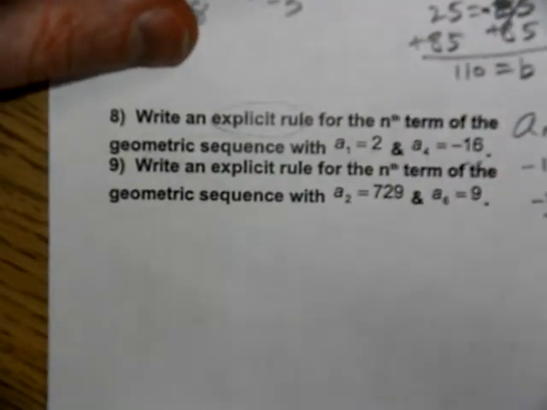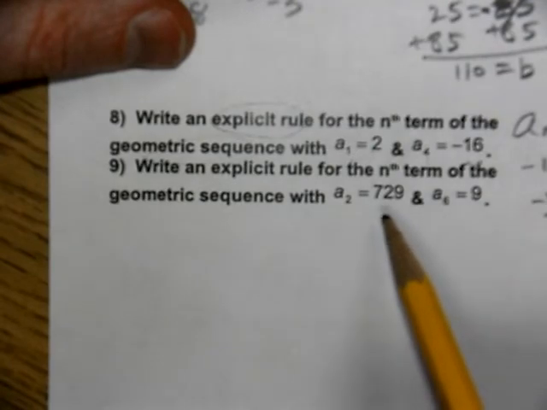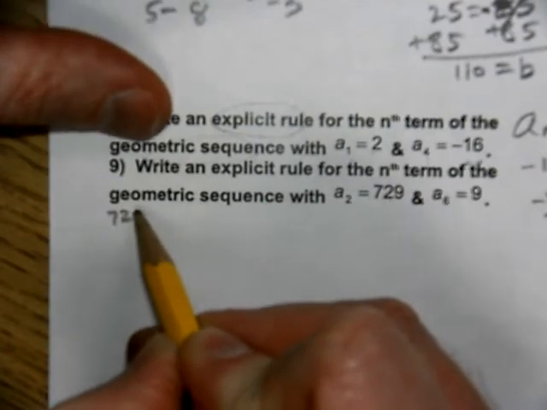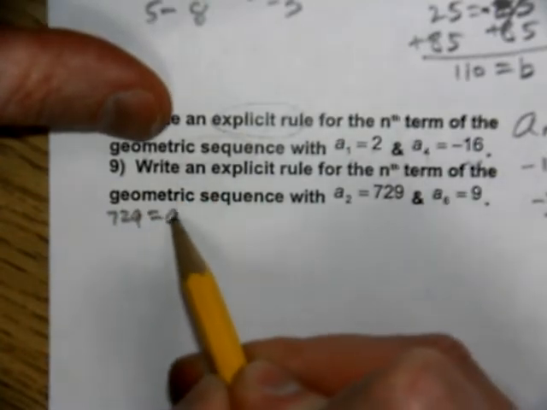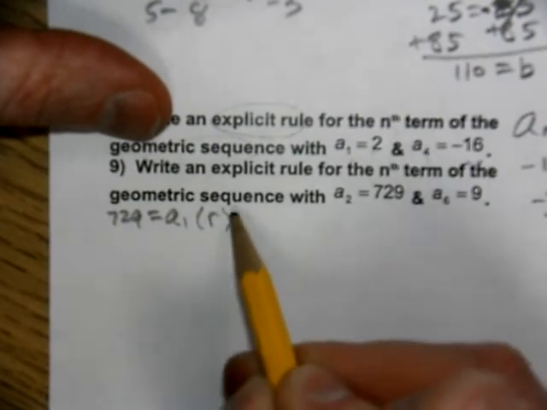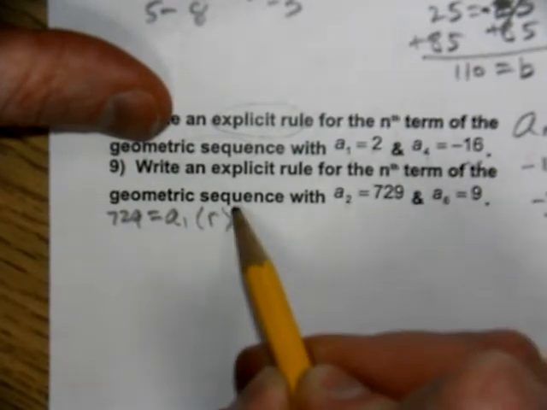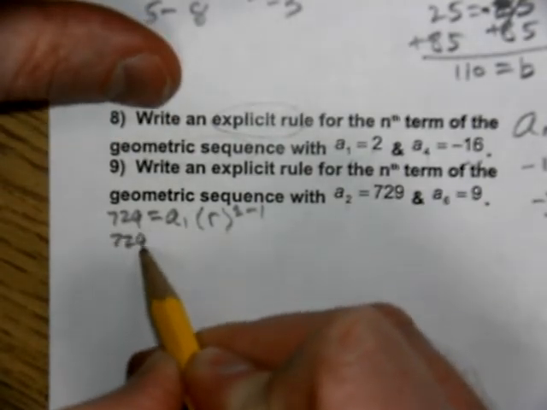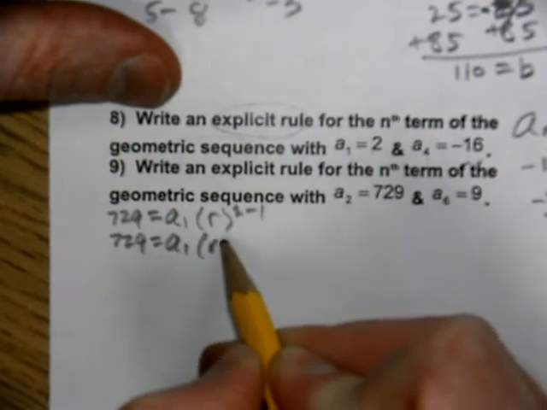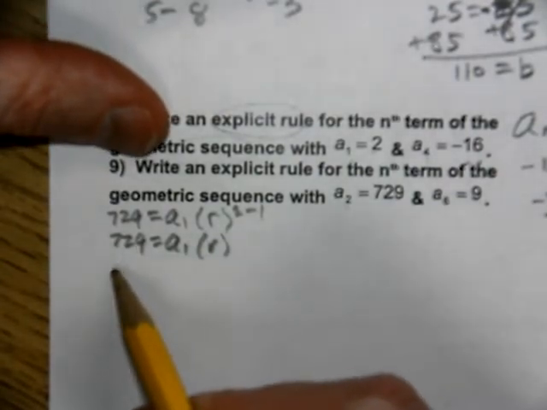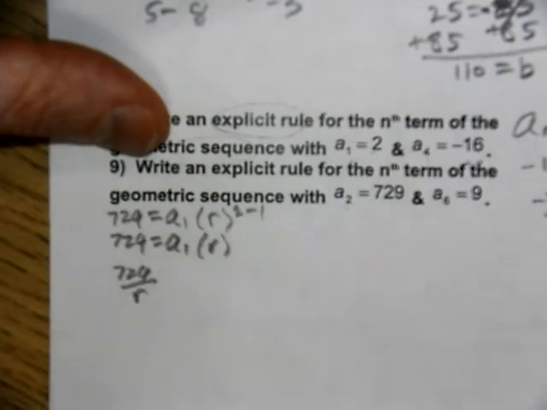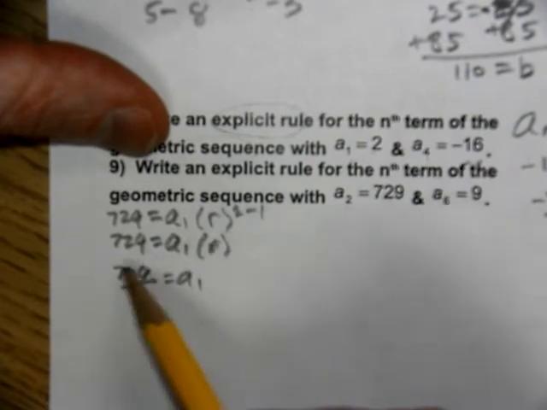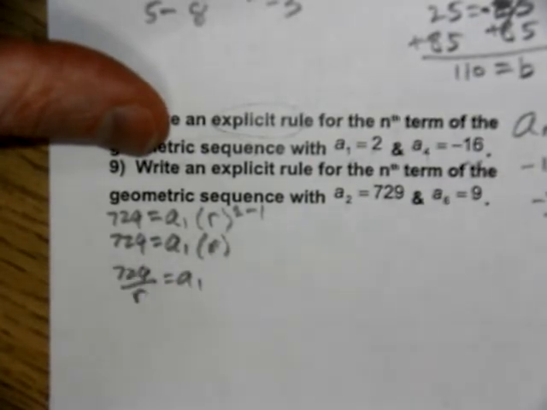Alright, last one. Now here we don't have the a of 1, so we've got to calculate that. So we're going to start out with 729 equals, we don't know a of 1, we don't even know our r. We use 729 when our n value is 2. So that's 729 equals a of 1 r to the first power. So 729 over r equals a of 1. We divide by that r to get r underneath the 729.